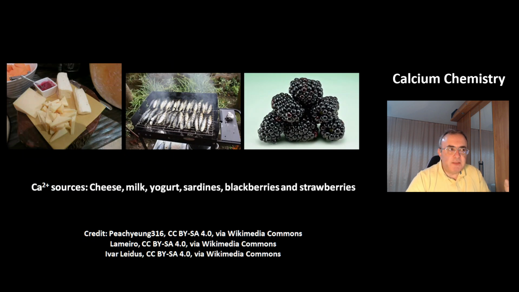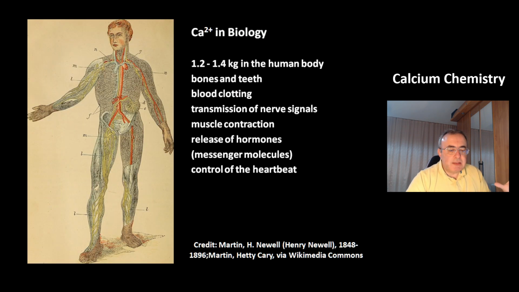These are some examples of calcium sources: cheese, milk, yogurt, sardines, blackberries, and strawberries. Calcium in the human body has a very big importance. There are 1.2 to 1.4 kilograms in the human body. Calcium is important for bones and teeth and blood clotting, transmission of nerve signals, muscle contraction, release of hormones. Hormones are messenger molecules. And the control of the heartbeat.